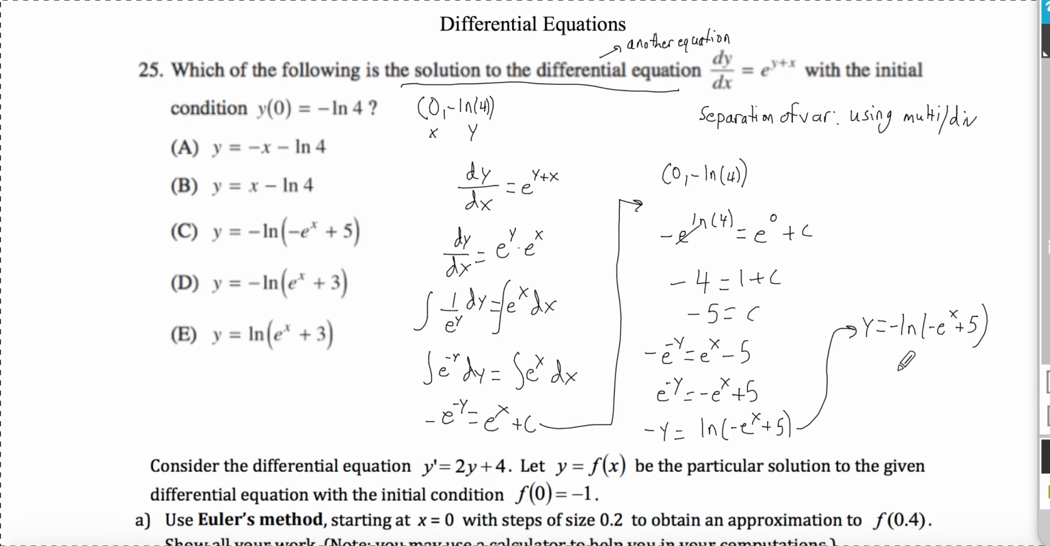Okay. Negative natural log of negative e to the x plus 5. Do I see that anywhere over here? Yes, right here. So C is my answer.